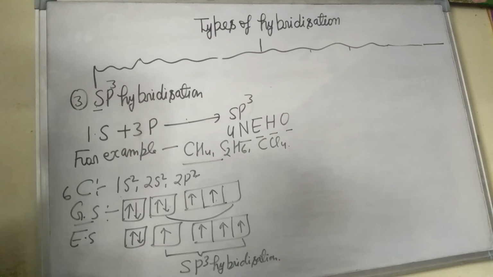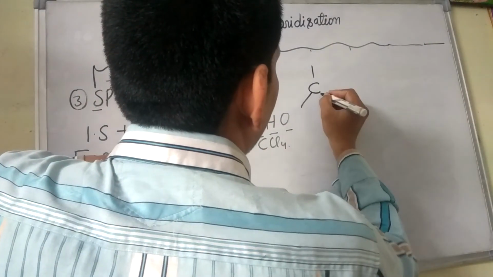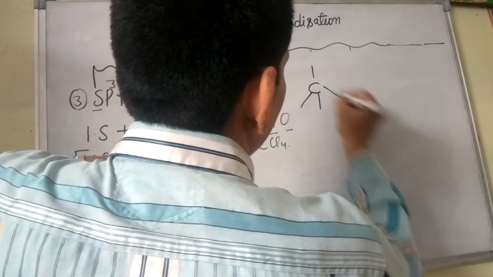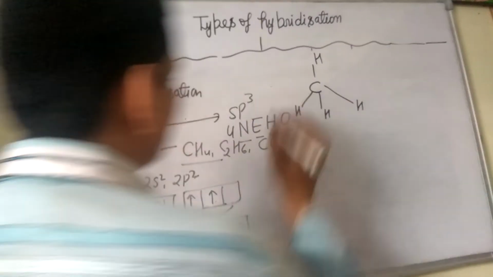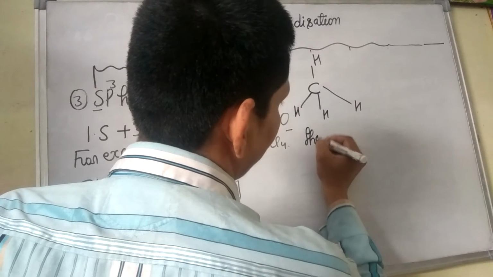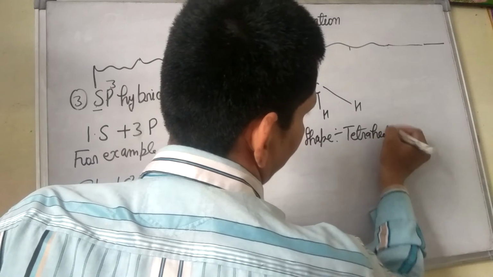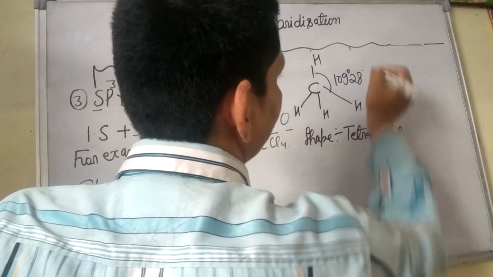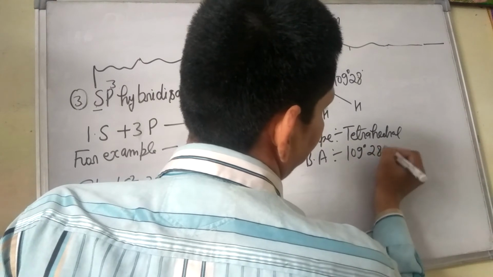Now students, I am telling you important points about sp3 hybridization. First, this is the structure of the CH4 molecule, the methane molecule. CH4 is tetrahedral in shape. So the important point, shape: its shape is tetrahedral. Second point, bond angle is 109 degree 28 minute.